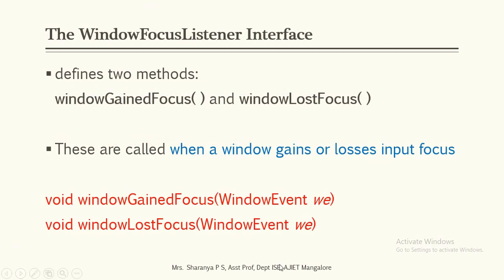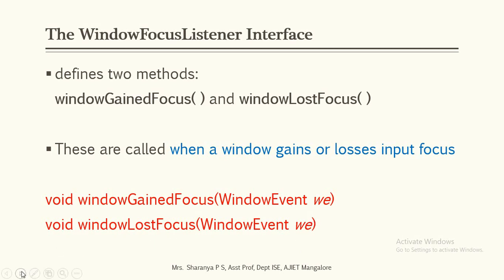And then the window focus listener is the interface which defines 2 major methods: windowGainedFocus and windowLostFocus. That is, if there is a window that is displayed and the focus is gained, then windowGainedFocus is the method which is responsible to handle it. That is, windowGainedFocus, and the window event object is passed as an argument. And one more method, void windowLostFocus, and the window event, WE, is the object name which will be passed as an argument.